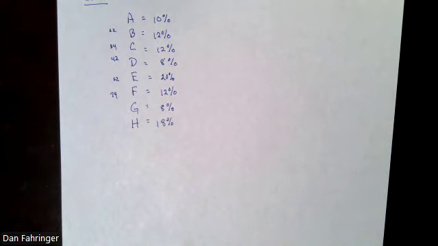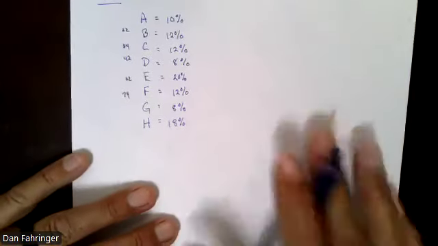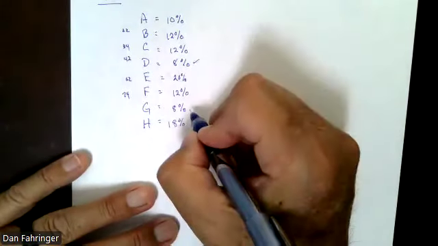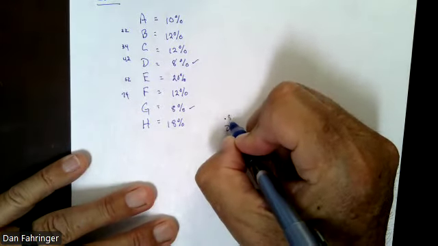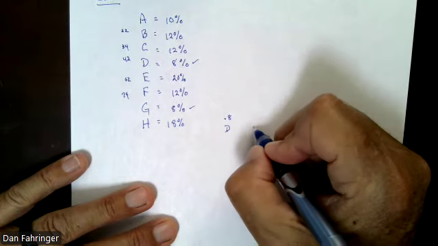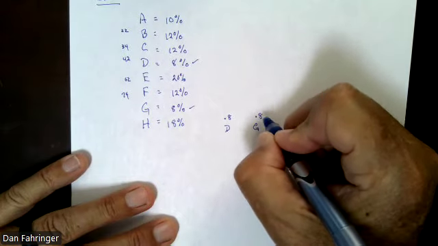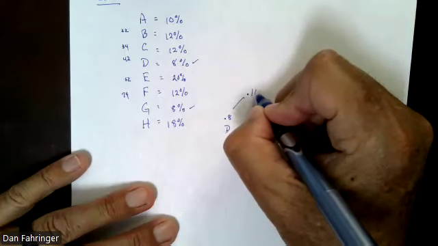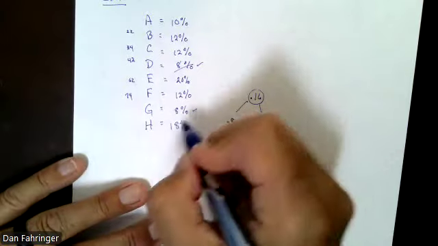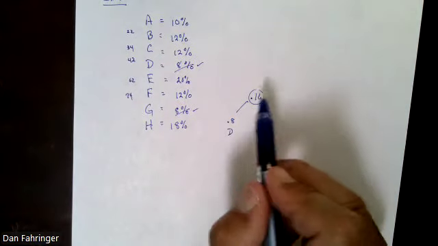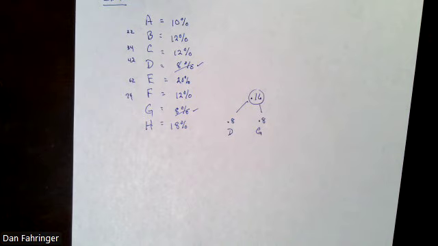Build the binary tree. Take the two smallest. Here's 8, and here's 8. D is 0.08. G is 0.08. They come together to give me a 0.16. So this is off the table and that is off the table, but 0.16 is on the table. What would you like to combine next?